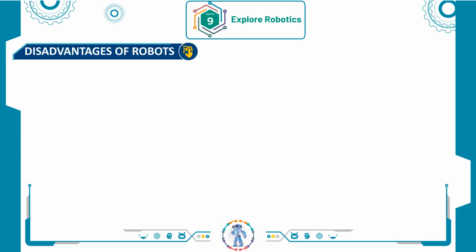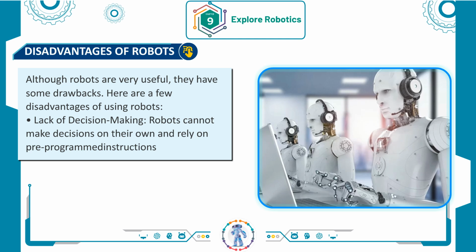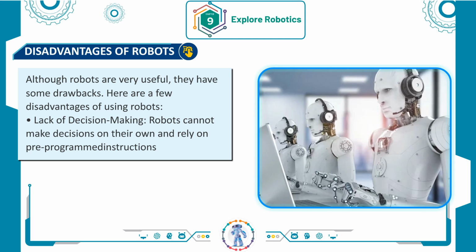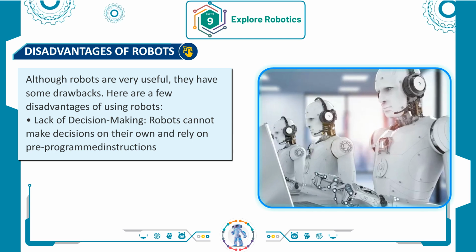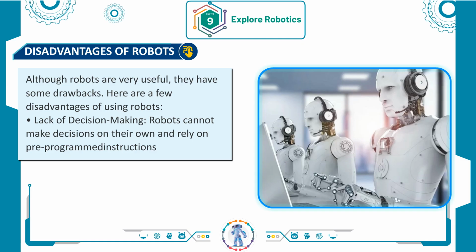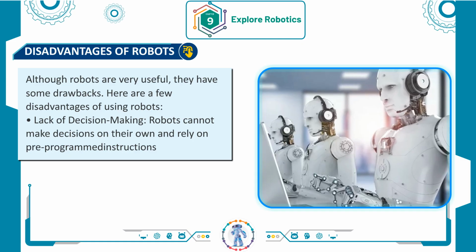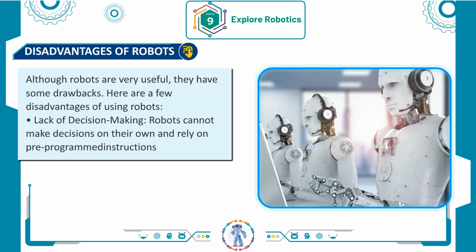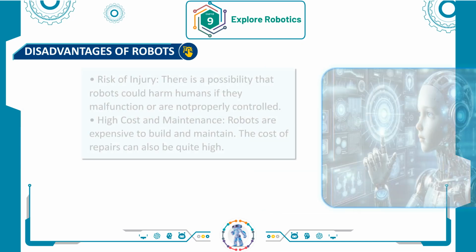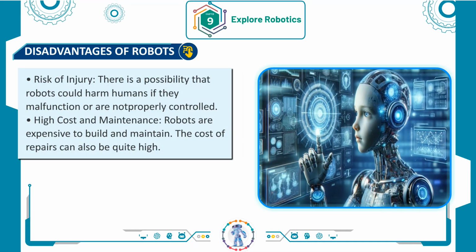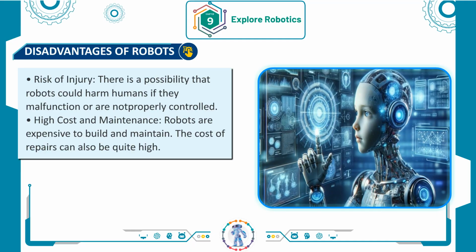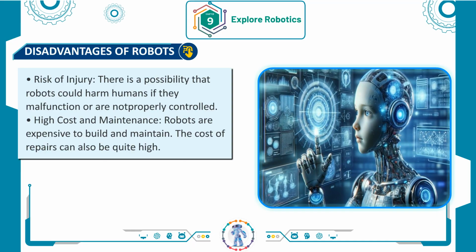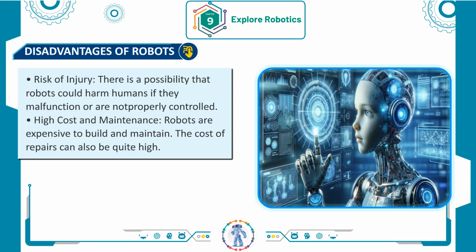Disadvantages of robots. Although robots are very useful, they have some drawbacks. Here are a few disadvantages of using robots. Lack of decision-making. Robots cannot make decisions on their own and rely on pre-programmed instructions. Risk of injury. There is a possibility that robots could harm humans if they malfunction or are not properly controlled.